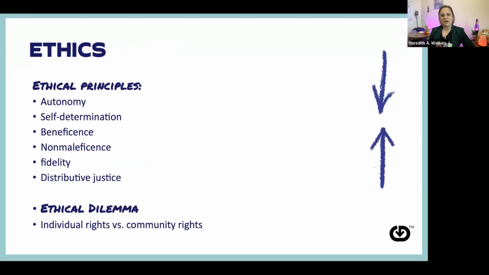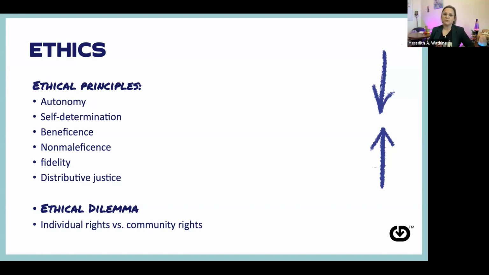The next thing we have to think about when it comes to core concepts related to community health are ethics, ethical principles, and ethical dilemmas. So ethical principles include things like autonomy, the patient's right to make their own choices, which goes right along with self-determination, being able to choose for oneself. Beneficence means doing good. Non-maleficence means doing no harm. Fidelity means being trustworthy as an organization or as a professional. And distributive justice means equal access to resources for all.